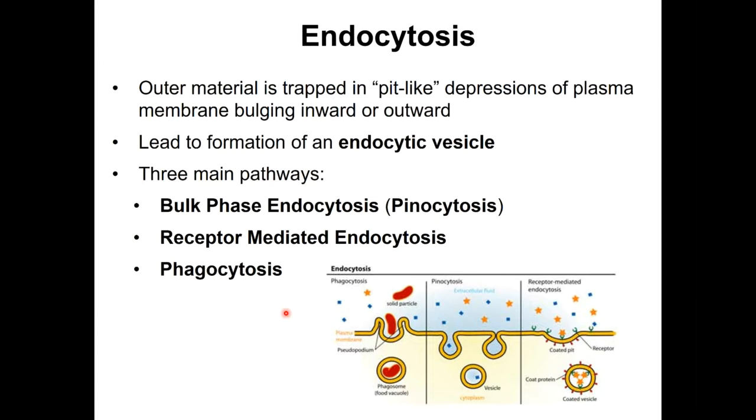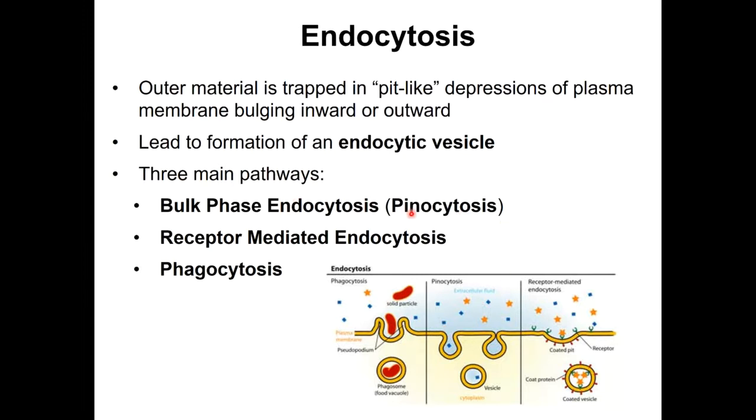Now, there are different types of endocytosis. They work in different ways. Some of them are specific, some are not. There are three main types that lead to the formation of what we call endocytic vesicles, the vesicles formed through endocytosis. The three types are bulk phase endocytosis, which is usually called pinocytosis, receptor-mediated endocytosis, and finally phagocytosis.